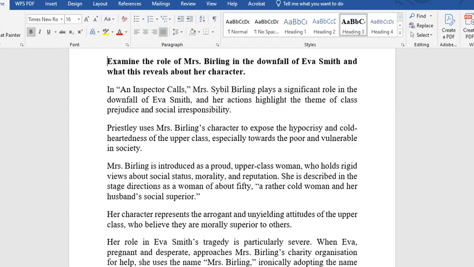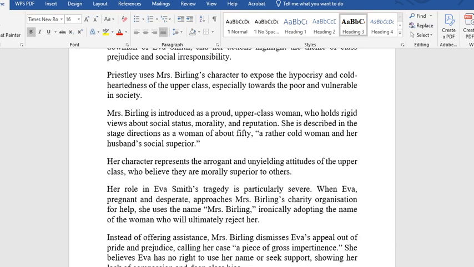In An Inspector Calls, Mrs. Birling plays a significant role in the downfall of Eva Smith, and her action highlights the theme of class prejudice and social irresponsibility. Priestley uses Mrs. Birling's character to expose the hypocrisy and cold-heartedness of the upper class, especially towards the poor and vulnerable in society. Mrs. Birling is introduced as a proud upper-class woman who holds rigid views about social status, morality, and reputation. She is described in the stage direction as a woman of about 50, a rather cold woman, and her husband's social superior. That is identifying who Mrs. Birling is in the play.